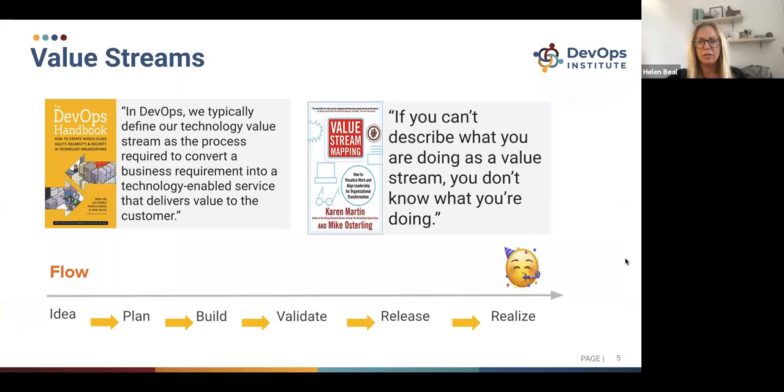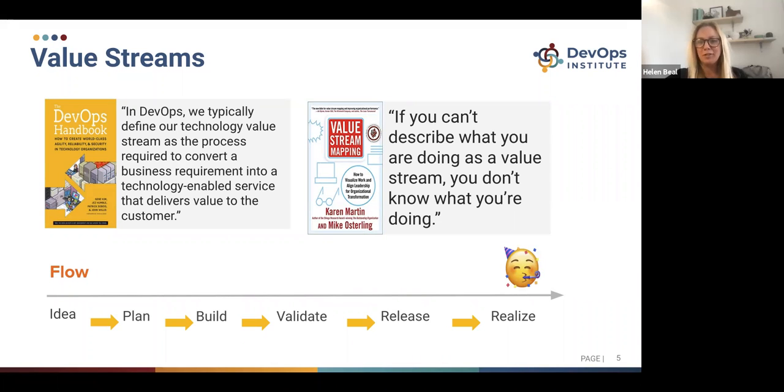These are very commonly used, but they're by no means the only metrics. And when we're talking about value streams, it's worth thinking about some different metrics. But before we talk about those metrics, let's have a think about what value streams are themselves. So where I learned to do value stream mapping was very much from Karen Martin and Mike Osterling's book here, Value Stream Mapping. And as they say, if you can't describe what you are doing as a value stream, you don't know what you're doing.